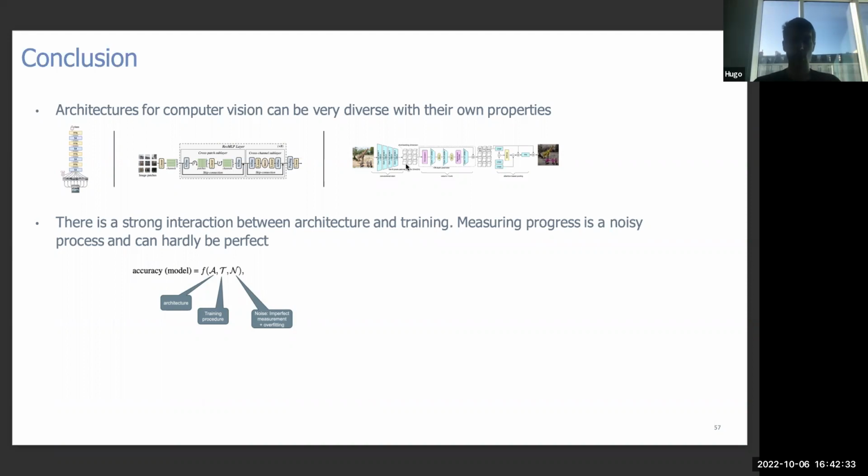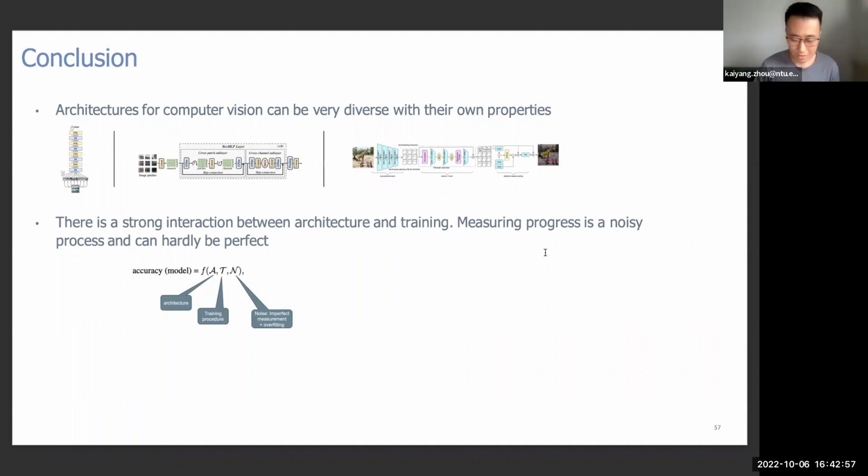There is strong interaction between architecture and training. Measuring progress is a noisy process and can hardly be perfect. So it's very hard to be sure that a conclusion is robust, because we don't know what the new training procedure will be in the future. And maybe with a new training procedure, we can have some different conclusion. Thank you for your attention.